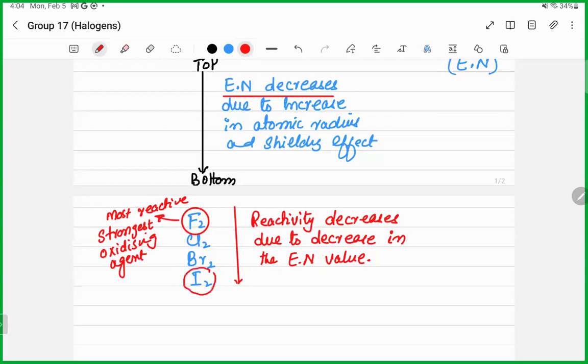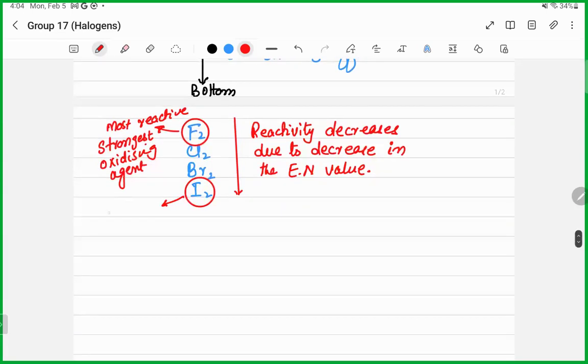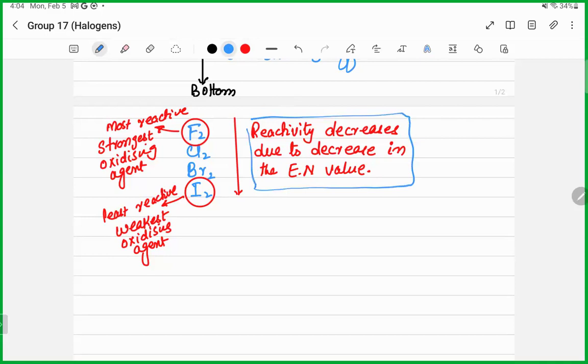ठीक है बेटा? In a similar way, iodine is going to be the least reactive. ठीक है? And this is going to be the weakest oxidizing agent. Clear? So it should be very clear about the reactivity of halogens. ठीक है? The reactivity of halogens decreases down the group. ठीक है? और इसके decrease होने का reason the decrease in the electronegativity value है. Clear? So ये सारी चीजें आपके ध्यान में होनी चाहिए. Whenever you have to discuss the reactivity, make sure that, और वैसे भी हमें याद रहेगा, we already knew that fluorine is the most reactive element among halogens. हमने O levels में भी ये सीरीज याद करी थी.